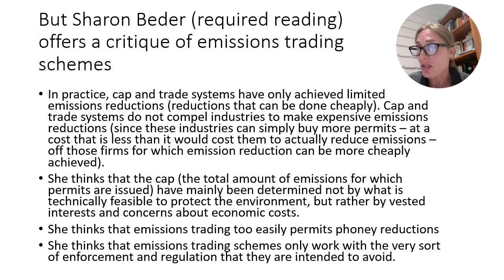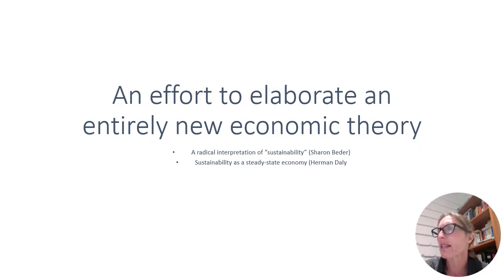So the third approach, and we've looked at the first two now, we're going to now go to the third. The third approach is an effort to elaborate an entirely new economic theory that diverges from these earlier approaches. And this will involve a radical interpretation of sustainability in the work of Sharon Beder. Beder thinks that sustainability has been co-opted by business in many respects, subjecting sustainability to economic interests, forgetting its radical roots. And we'll also look at Herman Daly's account of what sustainability in a radical sense would mean. And he argues in favour of a steady state economy. And I'll deal with each of those now.